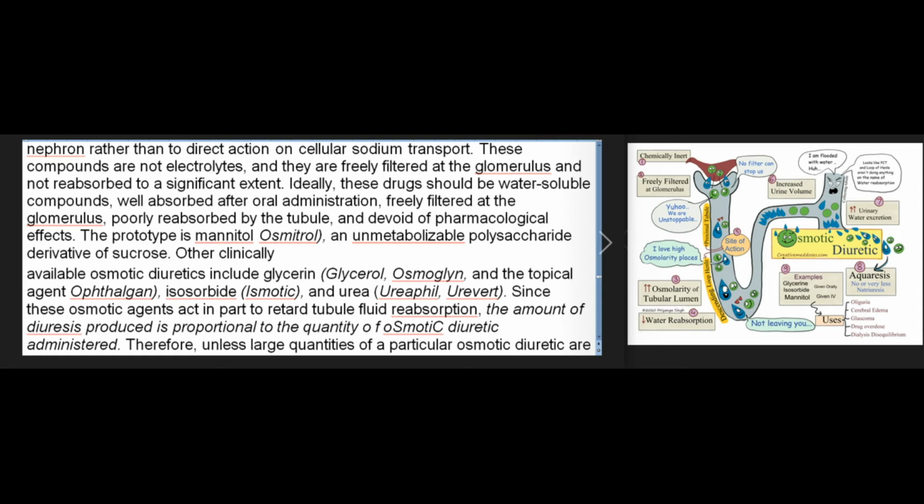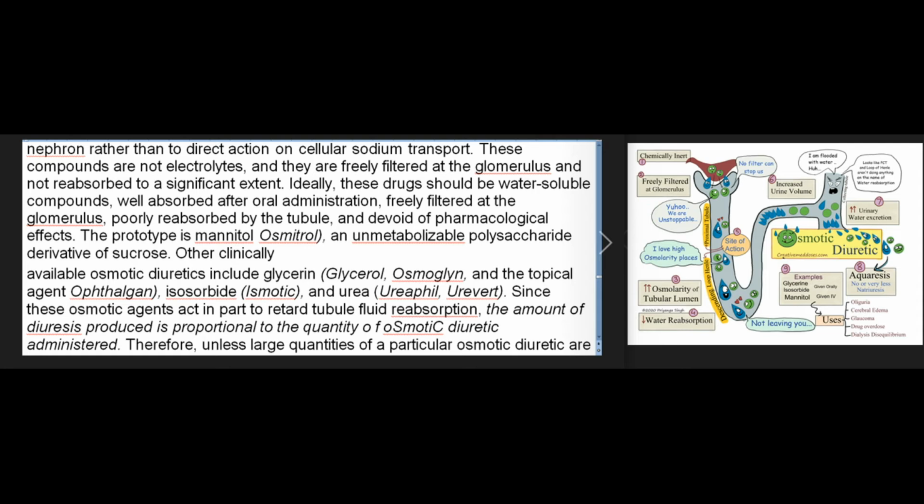The prototype is mannitol (Osmitrol), an unmetabolizable polysaccharide derivative of sucrose. Other clinically available osmotic diuretics include glycerin (glycerol, Osmoglyn, and the topical agent Ophthalgan), isosorbide (Ismotic), and urea (Ureaphil, Urevert).